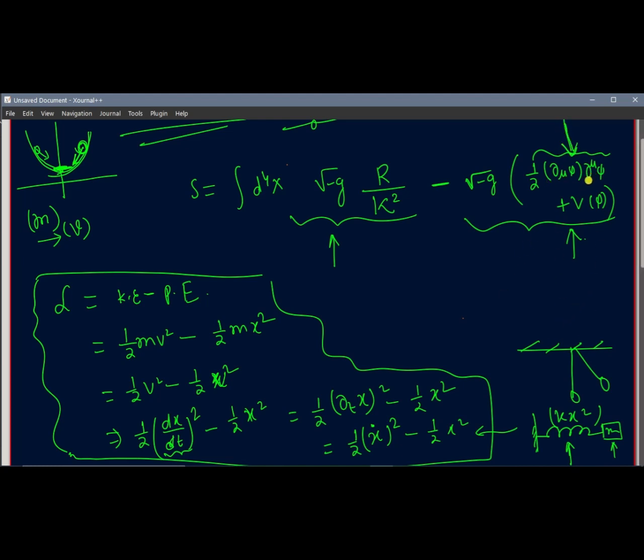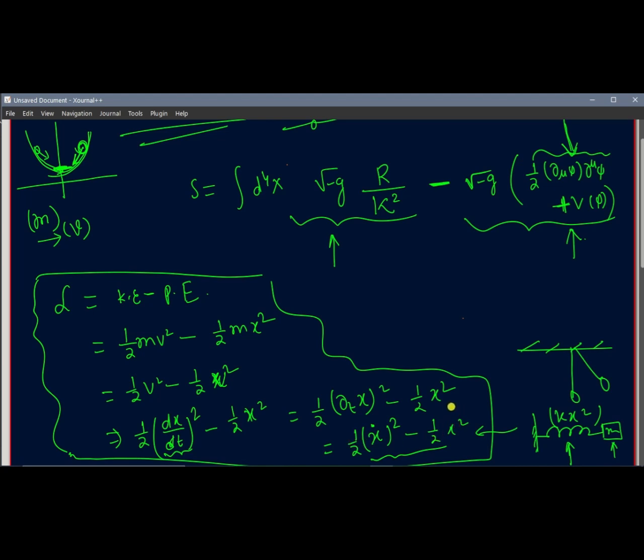The kinetic part is very much important, and we have chosen here the plus sign, and the potential has the negative sign. There is nothing more to it, it's just the way it is, because what we are seeing is (1/2)ẋ² minus (1/2)x², correct? So the time derivative term must have the opposite sign to the potential.